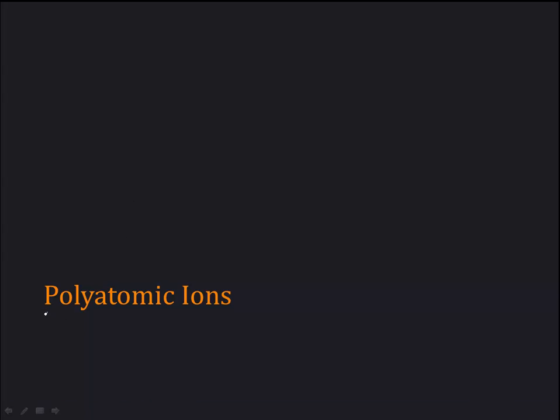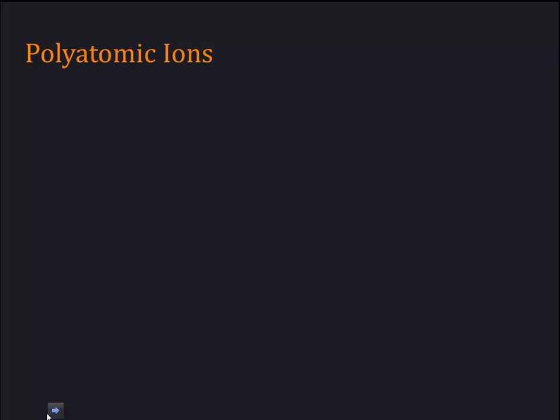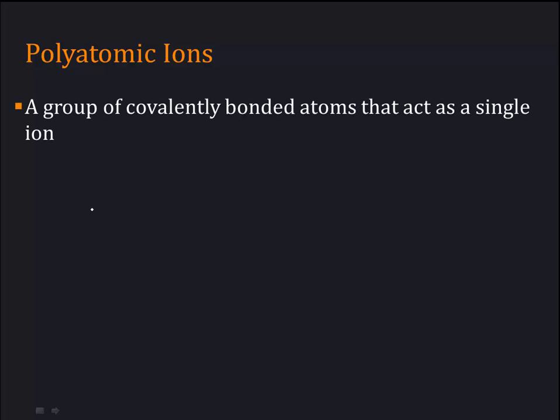We're going to take a look at polyatomic ions in this lesson, and polyatomic ions is exactly what it sounds like. Poly means many or more than one, atomic, so more than one atom acting as a single ion. These are not super complicated, but they do have different names, and there's a parenthesis that we use when we're writing chemical formulas with them. So, a group of covalently bonded atoms that acts as a single ion. Now let's think about what that means.